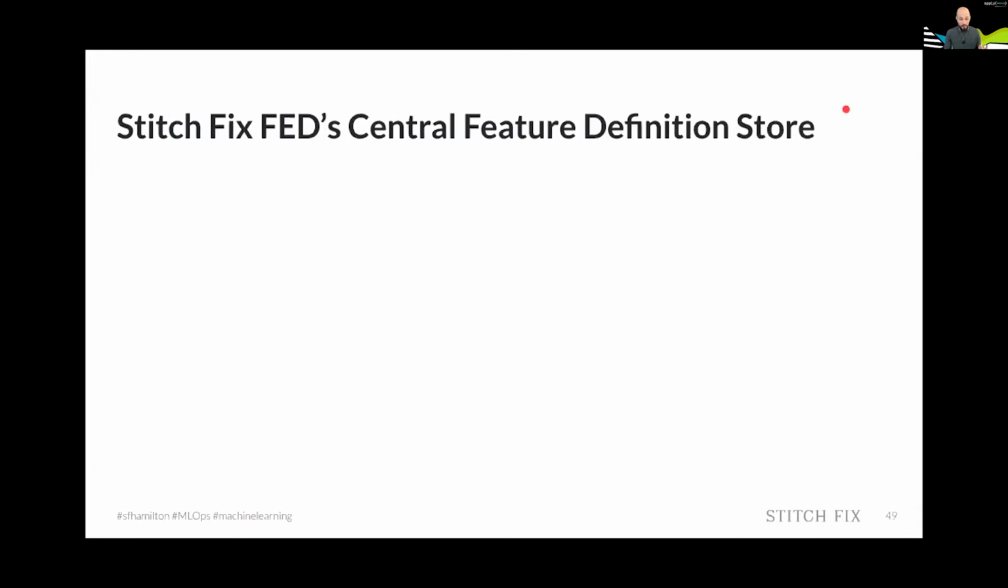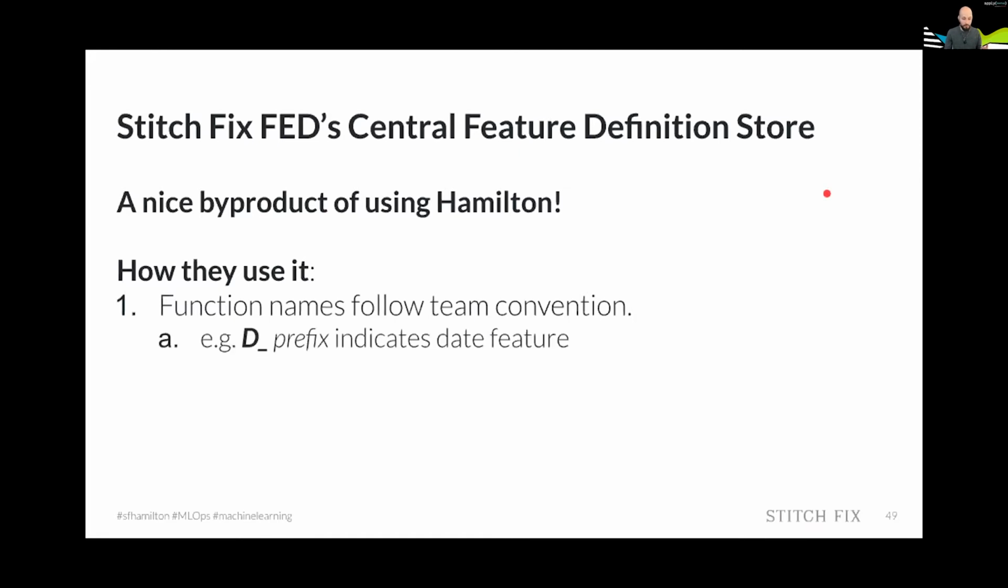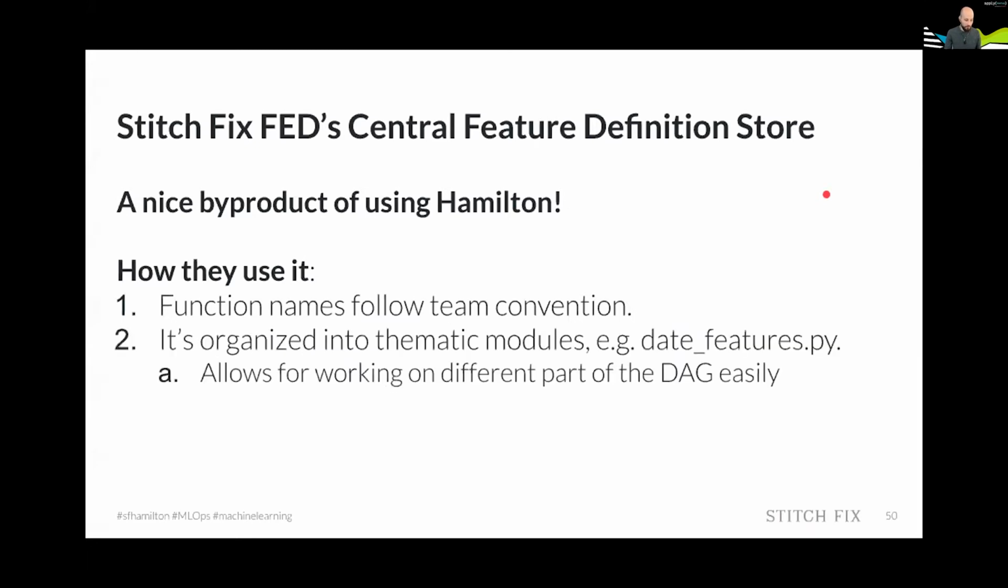So the Fed team gained a central feature definition store as a byproduct of using Hamilton, and that's because Hamilton forces you to organize your functions into modules. The way that the Fed team uses this is that each function follows a team naming convention. For instance, a d_ prefix on a function indicates that it's a date feature. So if you see it in any other context, you know that a date feature is being requested.